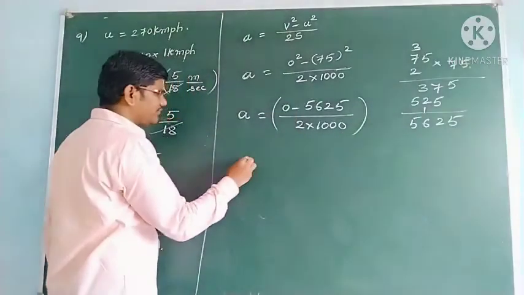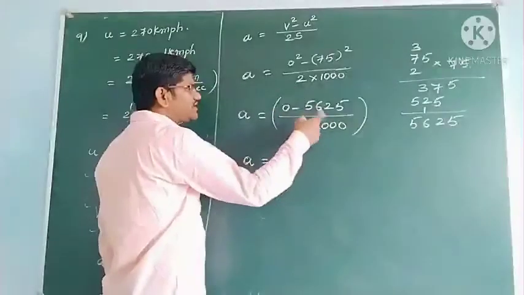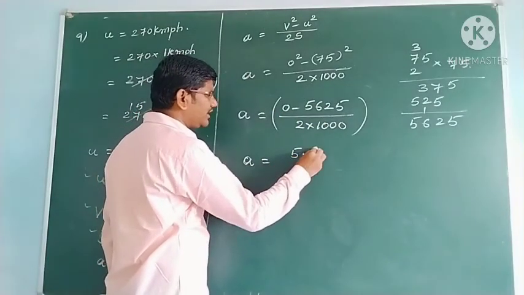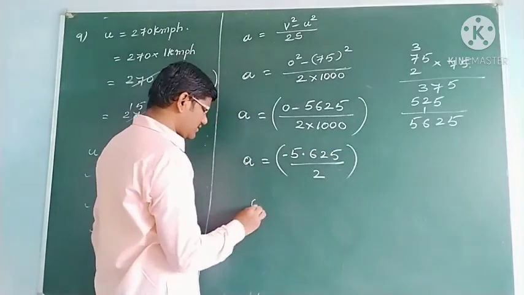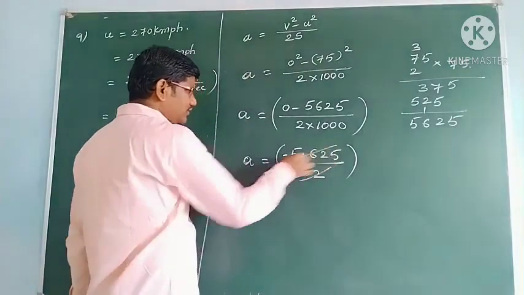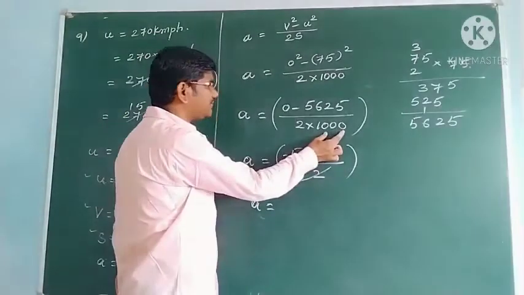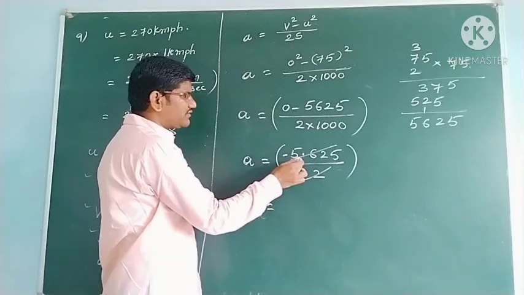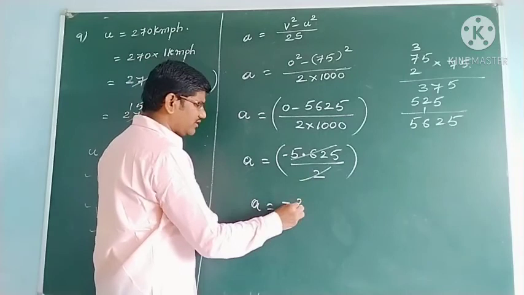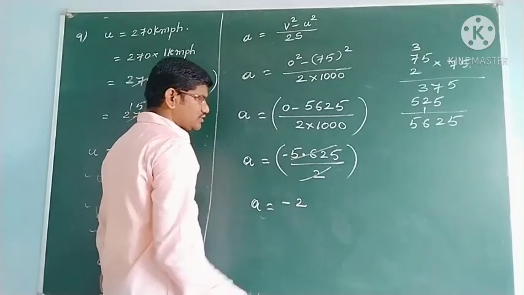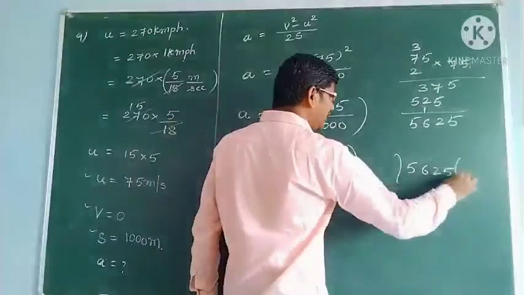Okay, students. Then A is equal to 5625 by 1000, means you will get 5.625 by 2. Okay, then A value, so divide with 2. In the denominator we have 3 zeros, which means after 3 places we can put a decimal. So 5, you are dividing with 2.